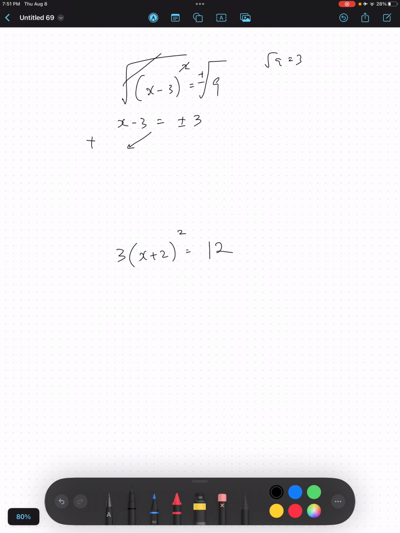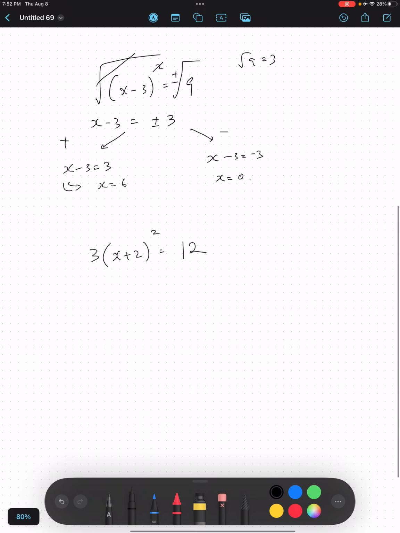So then you have two cases. One's the positive, one's the negative. For the positive, you have x minus 3 equals 3, and x minus 3 equals negative 3 for the negative. And so you have x equals 6 and x equals 0.